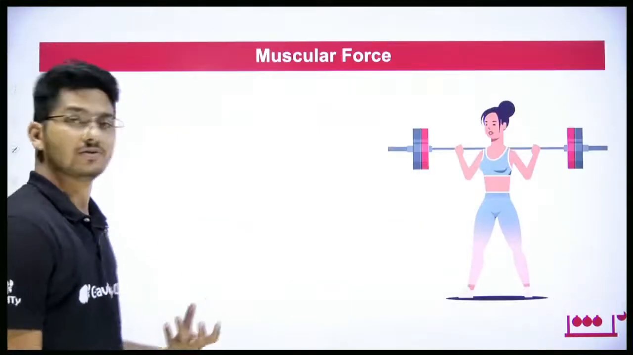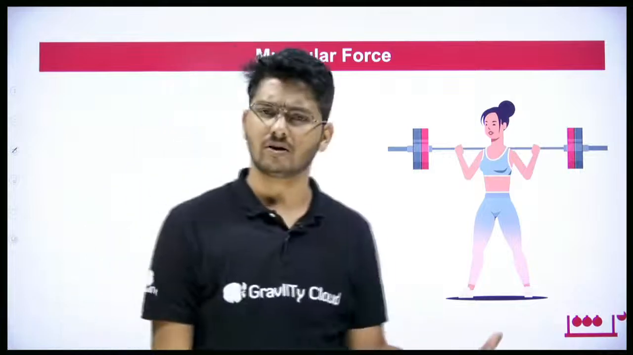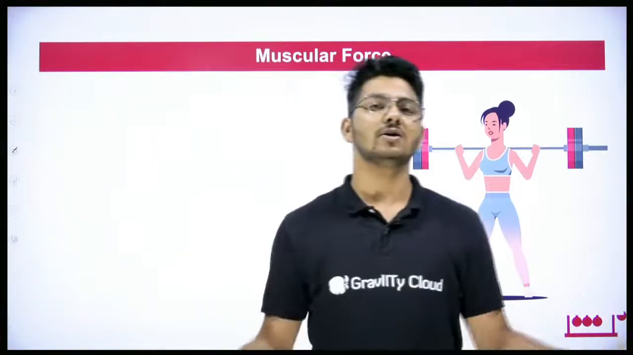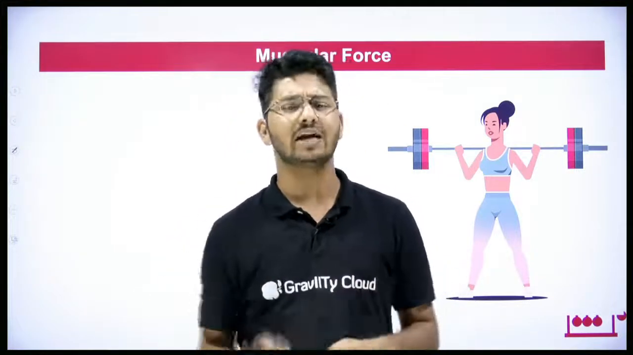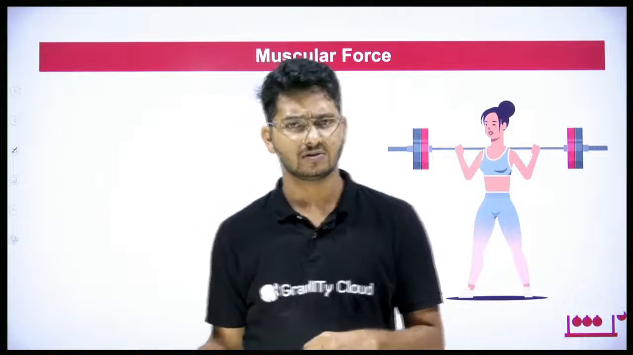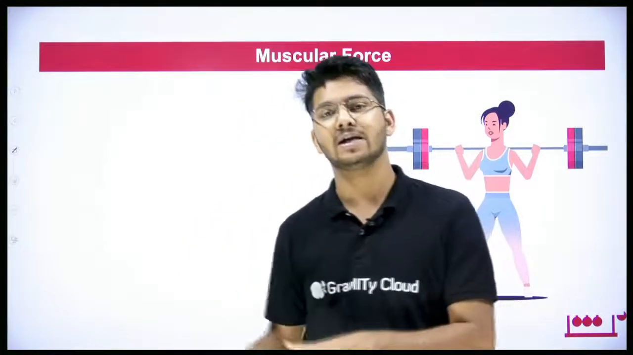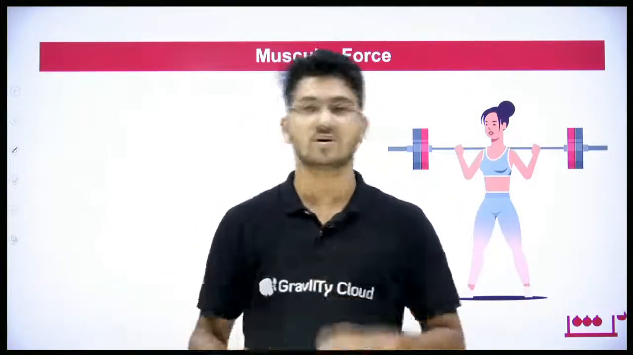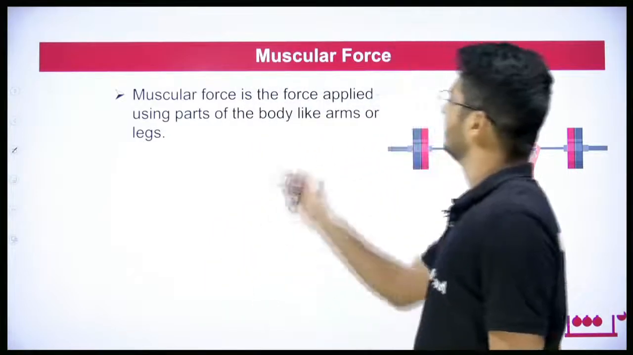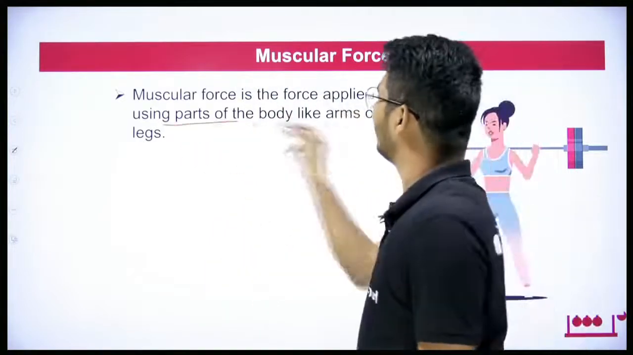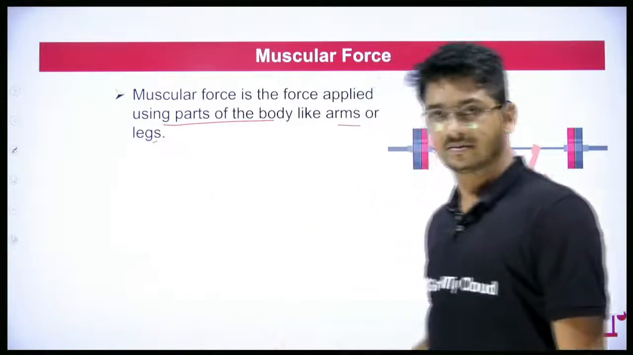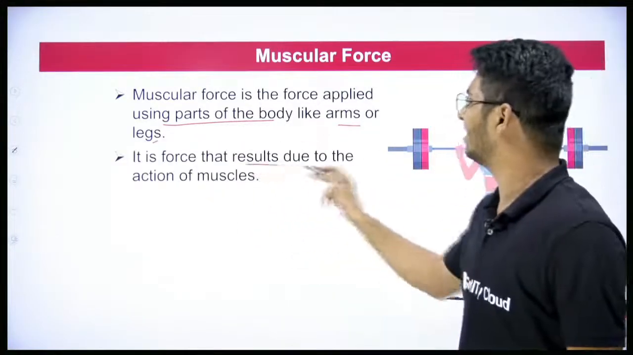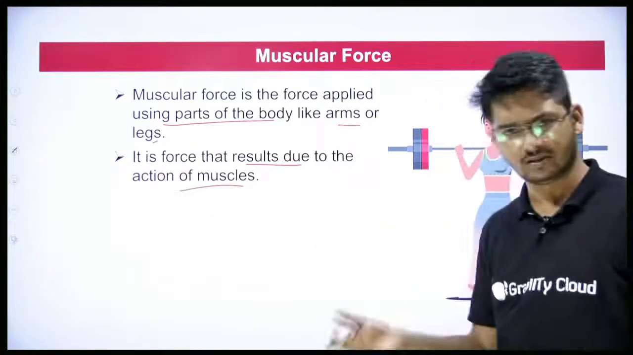Now we have muscular force. We know what muscular force is: the force that is applied through the action of muscles. For everyday life, whatever we lift, for anything we have to lift, we have to apply force. And how do we do that? We apply that using muscles. Muscular force is the force applied using parts of the body like arms or legs. It is a force that results due to action of muscles.